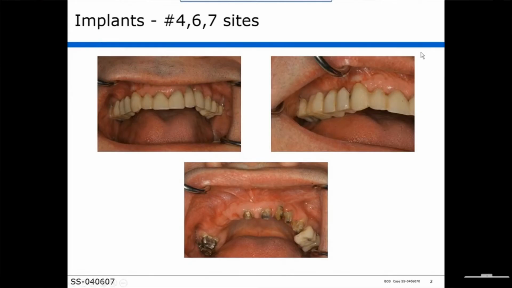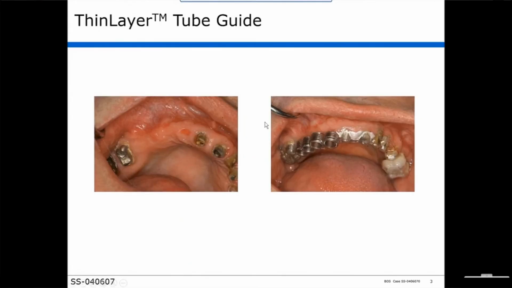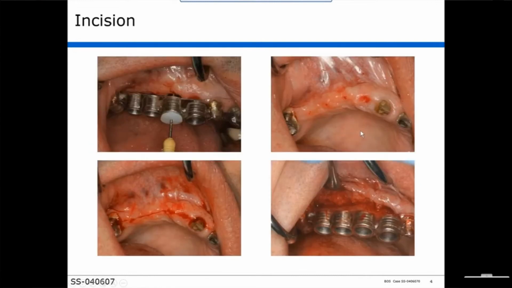This is a surgery. This is that patient, the one we just planned. This is their surgery. And this was done with a tube guide. Here you can see the ridge that we're using. Here's the tube guide in place.